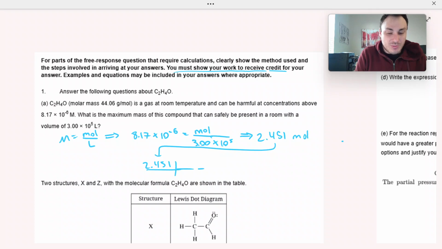to grams by using the molar mass that they provide. So 1 mole is 44.06 grams. And then so that number we got times 44.06. Rounded to 3 sig figs, because it looks like all of these are 3 sig figs, 3 sig figs, 4 sig figs, and we get 108 grams of the C2H4O.